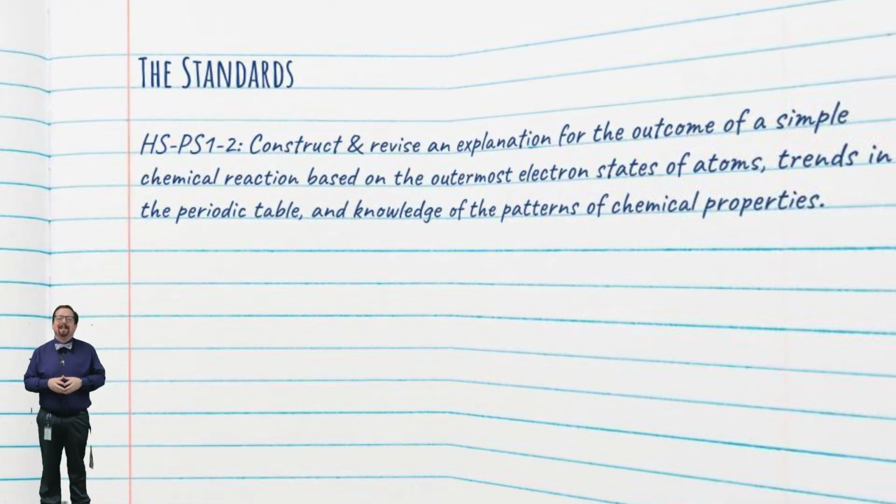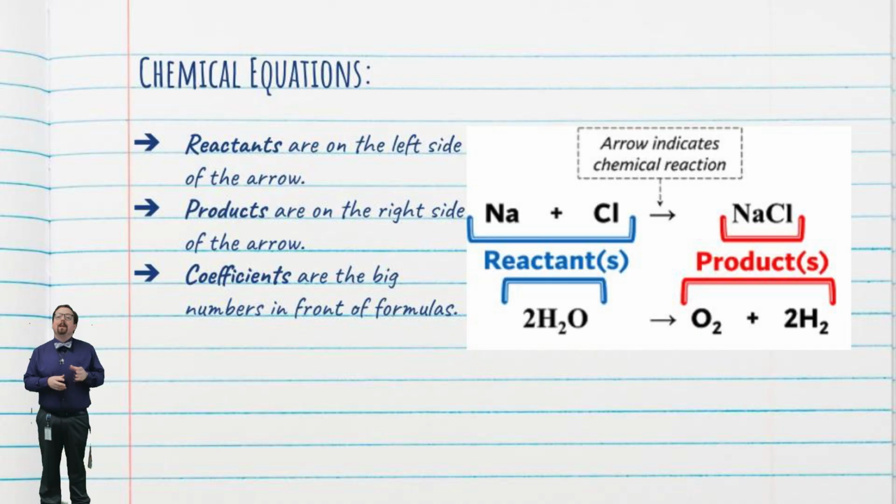Let's get started. The first thing you need to know about chemical equations is that they're like a recipe or a set of instructions for making something. They tell us how many things we need to put together to produce something new. The chemicals we put together are called reactants and are found on the left side of the chemical equation because they're what we start with. The right side of the equation holds the products because they're what we end with.